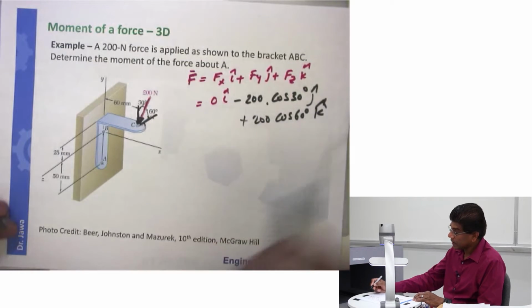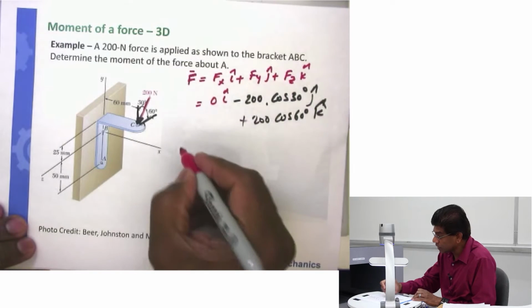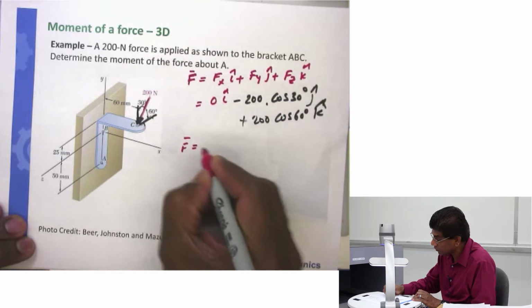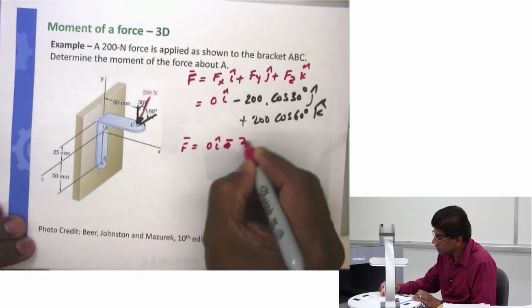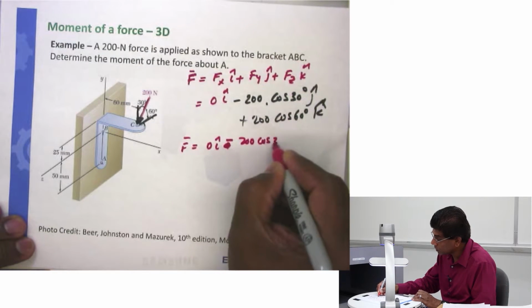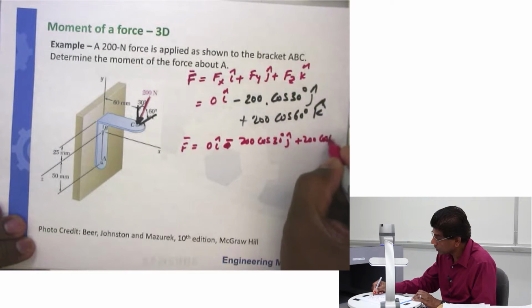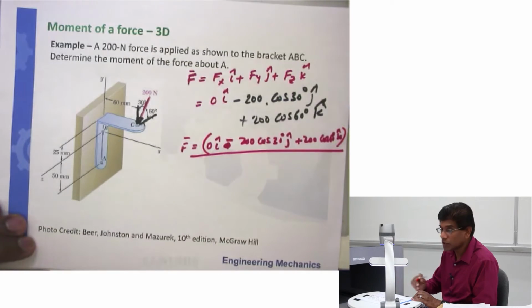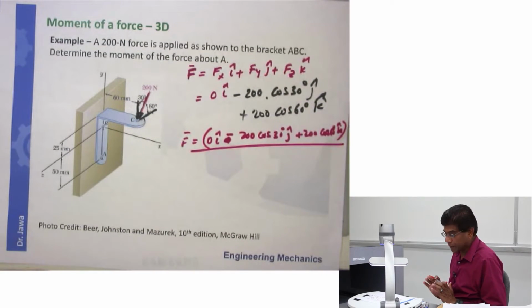60k. All right. So what I have done is writing this force in Cartesian vector format. Minus 200 cosine 30 j plus 200 cosine 60 k. Make sure you understand how to do this. This is a critical step.